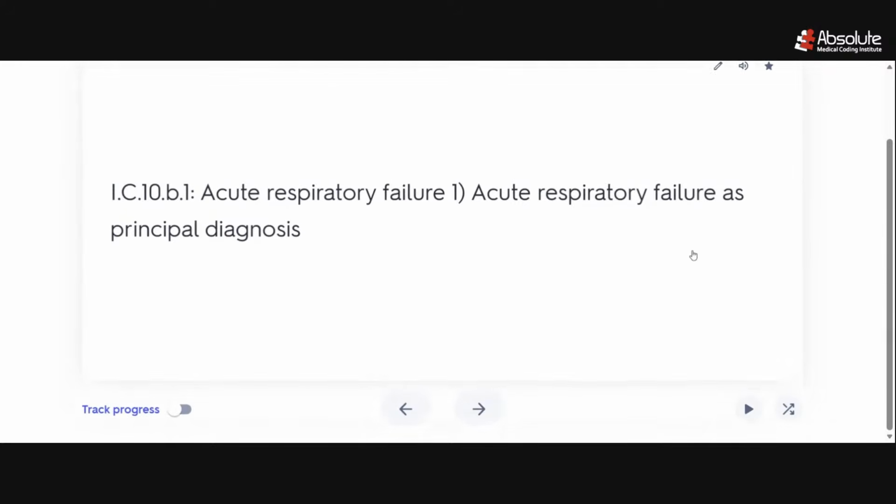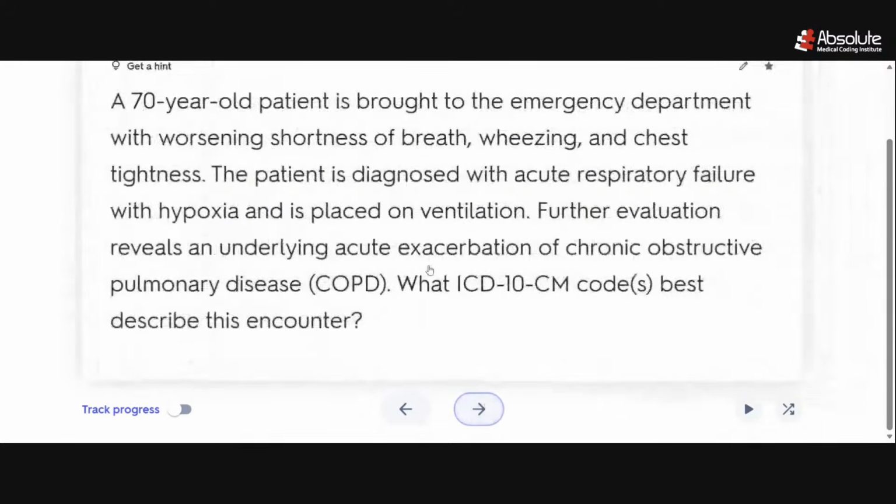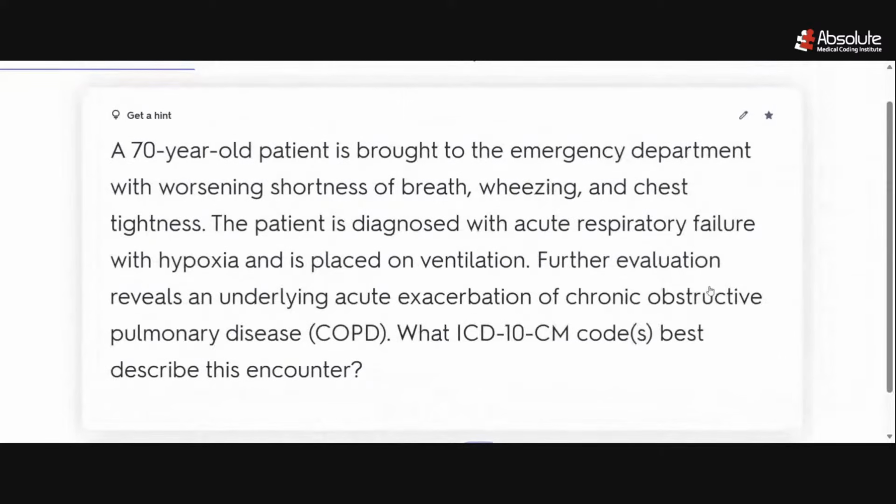And now, last but not least, we are going to use those keywords and that guideline and find our ICD-10-CM codes that best describe this encounter. Again, I'll give you guys about a minute for this, and then we'll switch over to the PowerPoint so we can see how everything looks all together. So good luck, everyone.